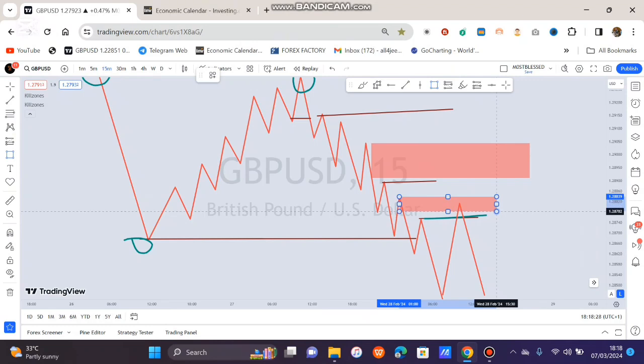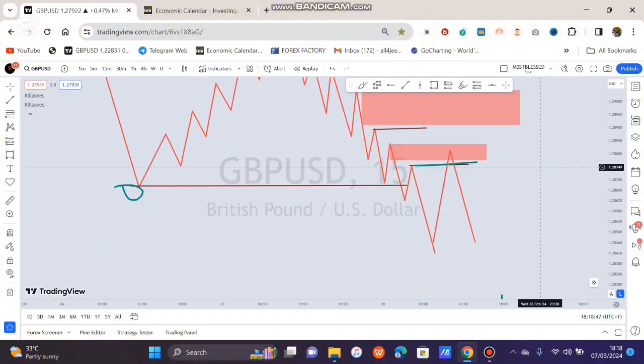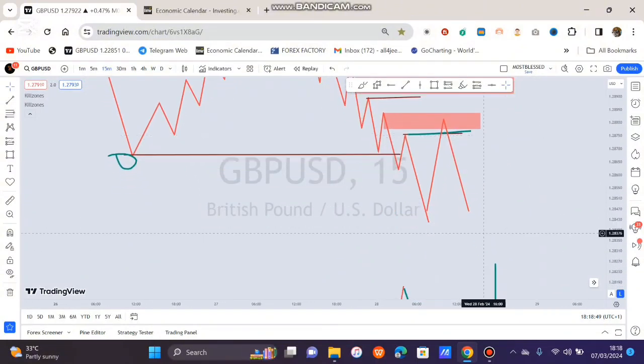This one and this one are the same, because this one created a deep pullback into it. But this one is not the same as these two. Why? Market has already broken here before creating it, making it a secondary inducement. So market can come here, take this high, and continue. That is liquidity. You understand?